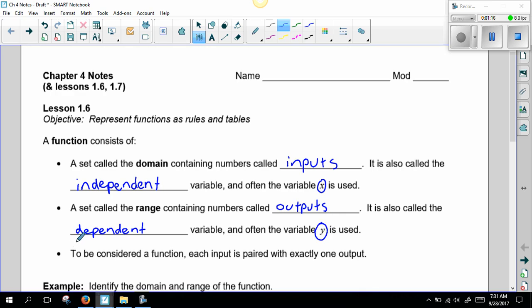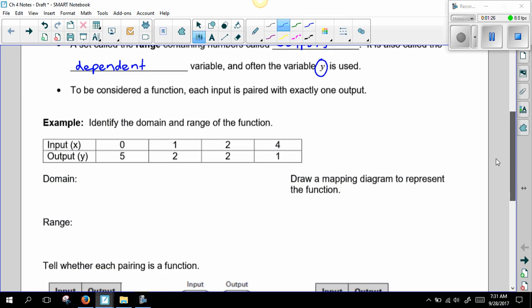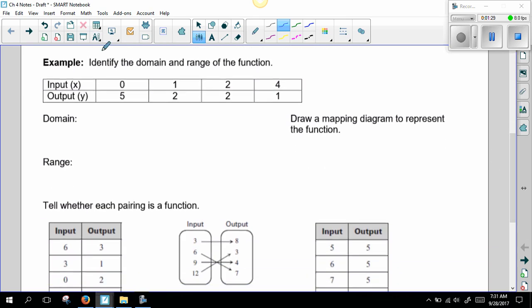For a pairing to be considered a function, each input must be paired with exactly one output. So in this first example, we have a table of values with inputs and outputs, and we're going to identify the domain and range. So we know the domain is our inputs. We're going to write them in set notation, so we use these curly brackets saying this set of numbers that includes 0, 1, 2, and 4.